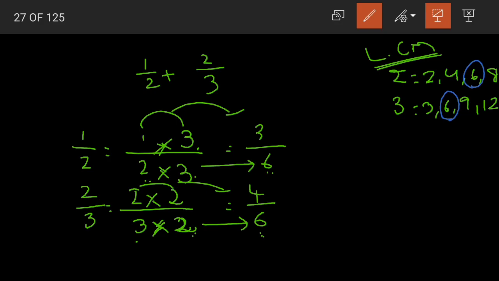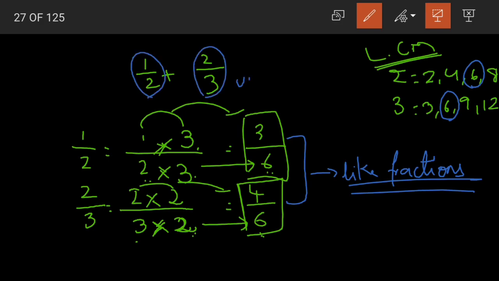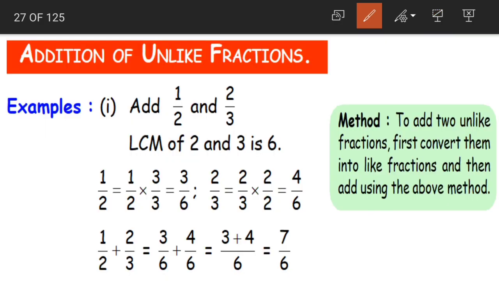What are the resultant fractions? 3 by 6 and 4 by 6. What are these two now? These two are our like fractions. We started with 1 by 2 and 2 by 3, which were unlike fractions. But after finding out the LCM, we are with two like fractions, 3 by 6 and 4 by 6. Now we know how to add two like fractions, right?